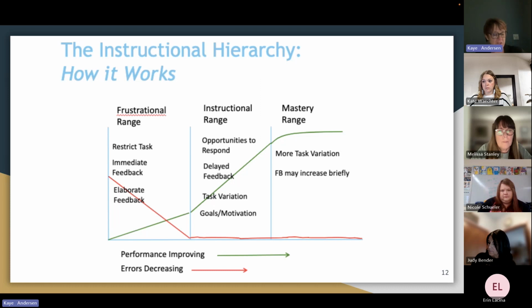What does it mean for us to elaborate on the feedback that we're given the students? We're going to spend it in that instructional, multiple opportunities to respond. We'll start to delay the feedback a little bit, but it's still important that we give them feedback, vary the tasks that we give them, and provide goals and motivation in order to keep them moving.